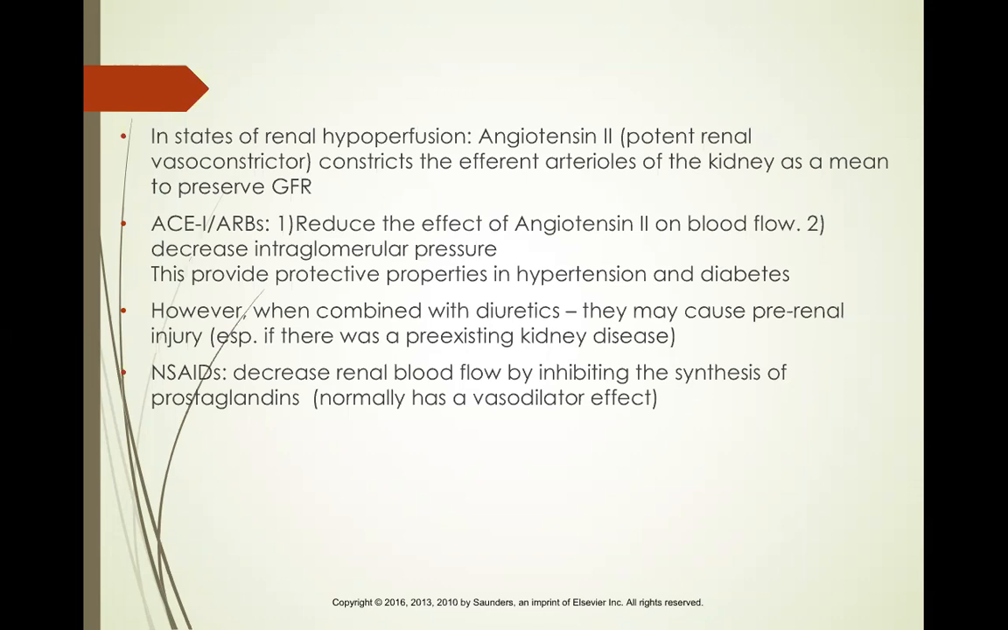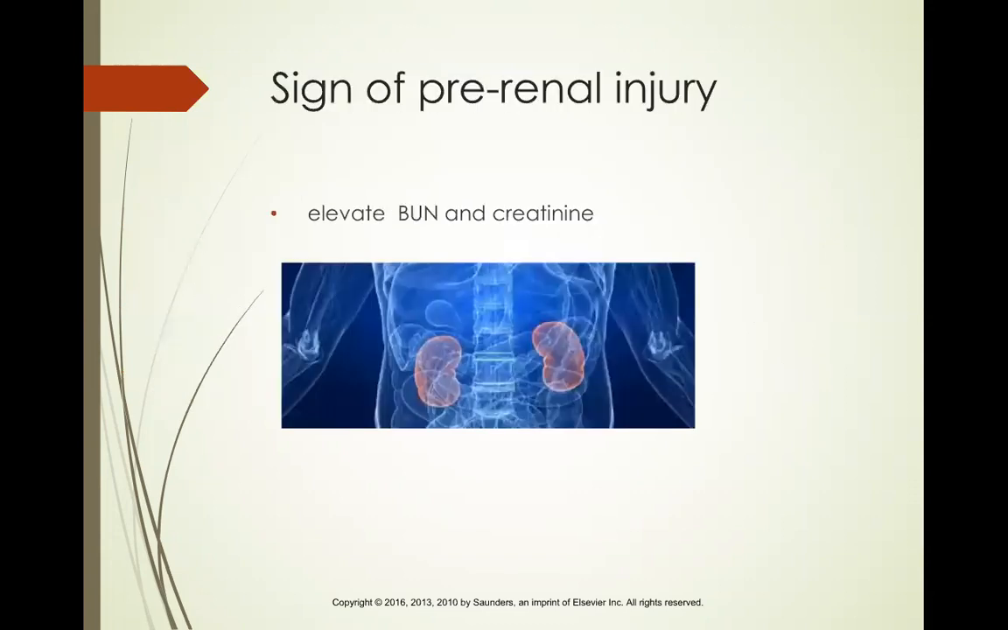However, when combined with diuretics, this may cause some pre-renal injury because it could deplete some of the volume and therefore exacerbate some pre-existing kidney disease. NSAIDs decrease renal blood flow by inhibiting the synthesis of prostaglandins, and in long-standing use they can be nephrotoxic. The classic sign of pre-renal injury is the elevation of the BUN and creatinine.